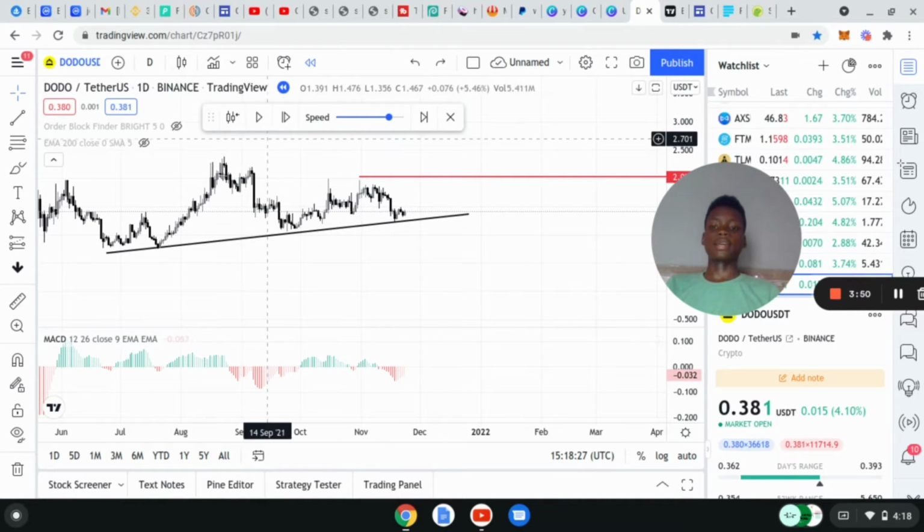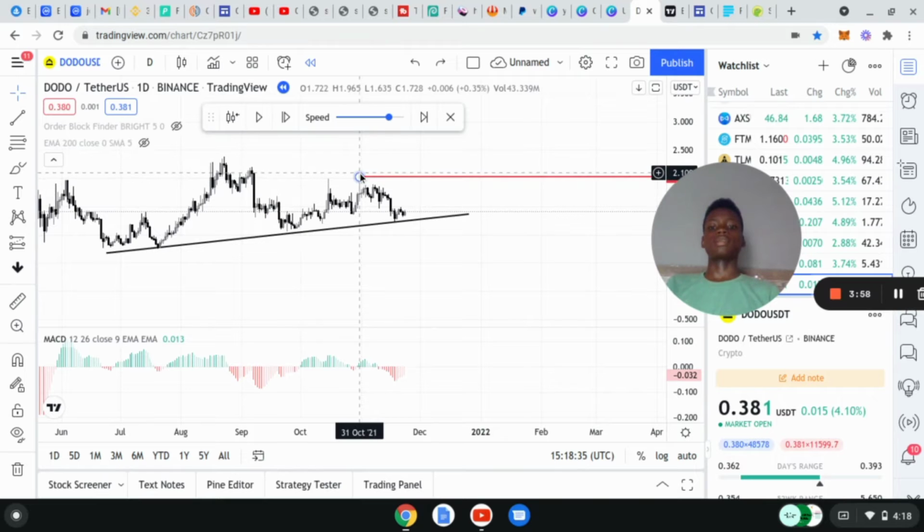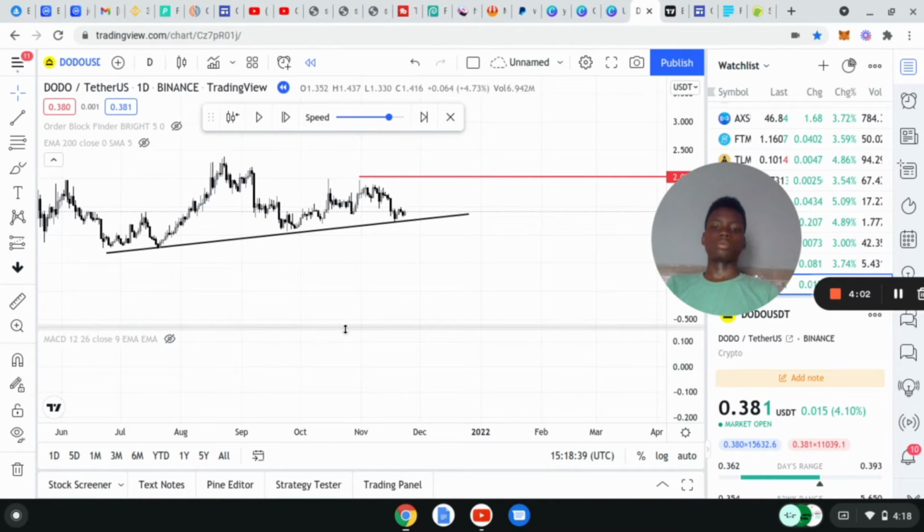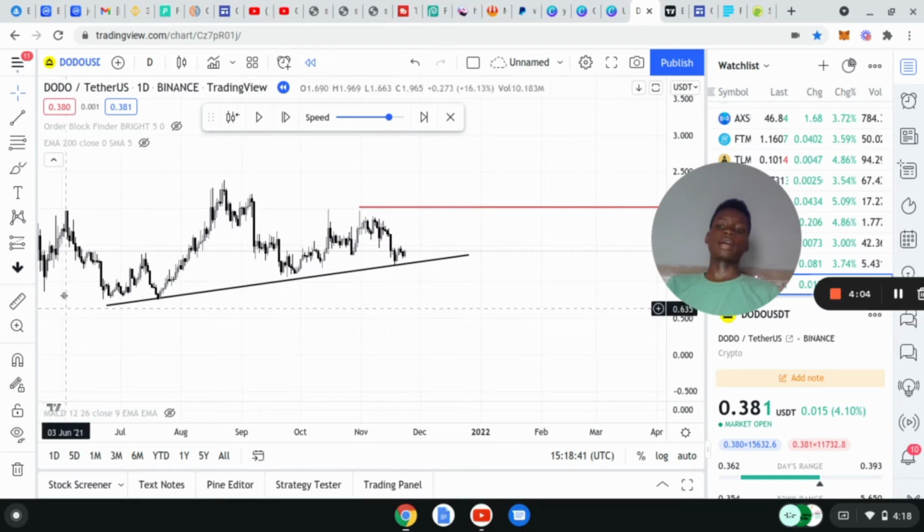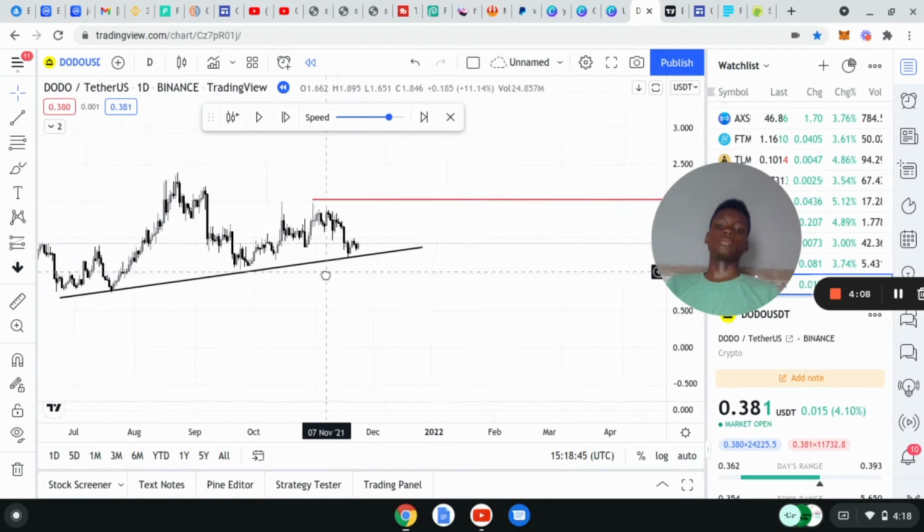So if you're confused about highs and lows, you just use the MACD. It will help you. Like here is a valid high because on the MACD we are green. Here also is a valid low because on the MACD we are red. So this high is a valid high because on the MACD we are green. So we wait for this high to be broken before we take any trade.